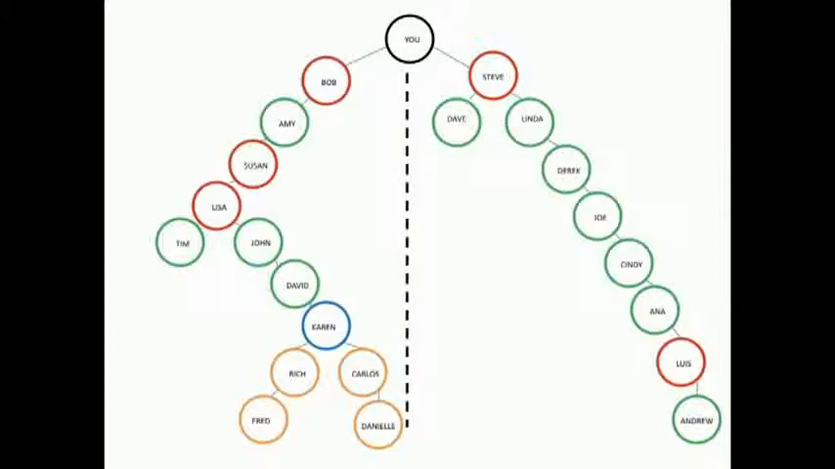So Amy, Dave, and Linda are going to be in green because you didn't personally sponsor them, but they're still in your organization. Now Linda sponsored Derek, who sponsored Joe, who sponsored Cindy, who sponsored Anna. So they're all going to be in green. Now you wanted to help out Bob and Amy, so you sponsored Susan and you sponsored Lisa. Lisa then brought in Tim, John, and John brought in Dan.